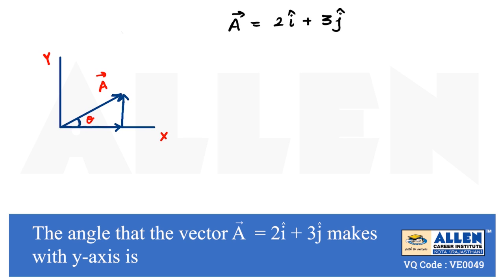Here we can see A vector involves two components, that is 2i cap plus 3j cap, which can be represented in this figure. A vector is represented like this, and its two components, that is 2i cap along the x-axis and 3j cap along the y-axis, can be represented like this. If we draw a triangle from this, we can see one is the base, the other is the perpendicular, and the third side will be the hypotenuse.